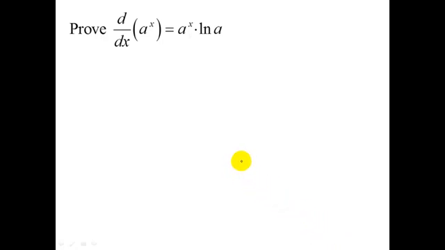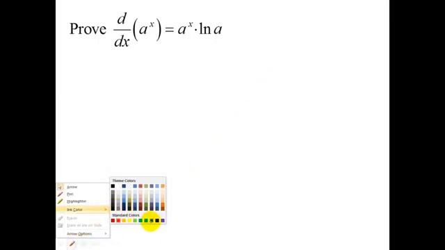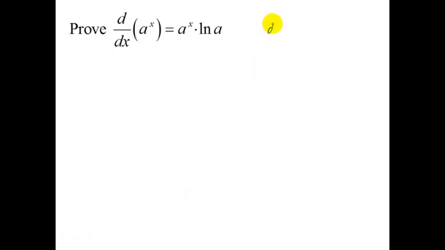In this video, I'm going to prove that the derivative of a to the x is equal to a to the x times the natural log of a. And in order to do this, you first need to be comfortable and familiar with the following derivative: that the derivative with respect to x of e to the x is e to the x. So that's an expectation. You've got to know that to do this proof.